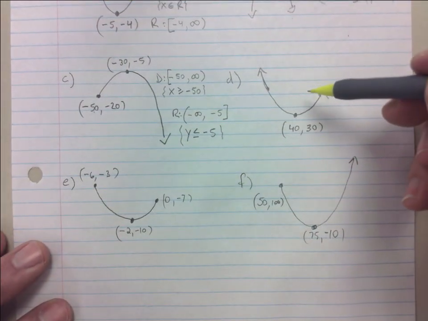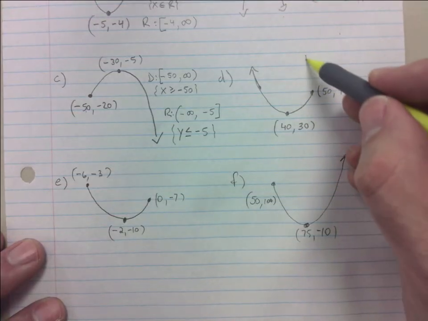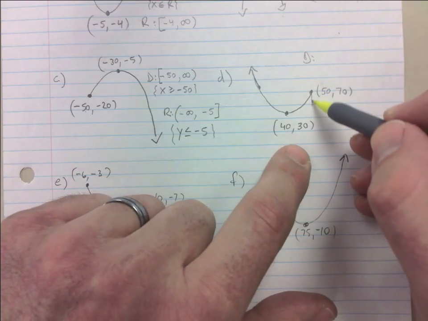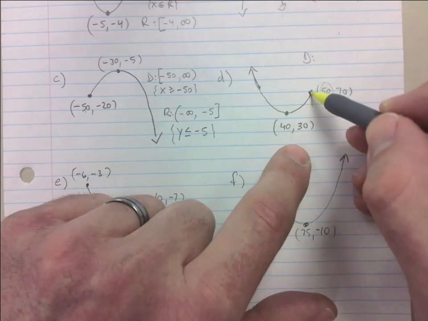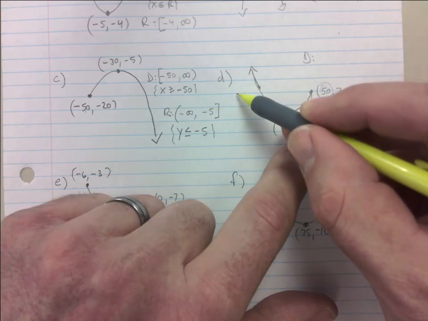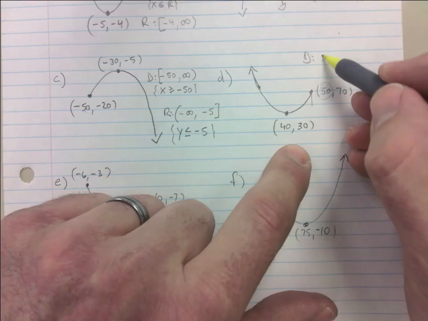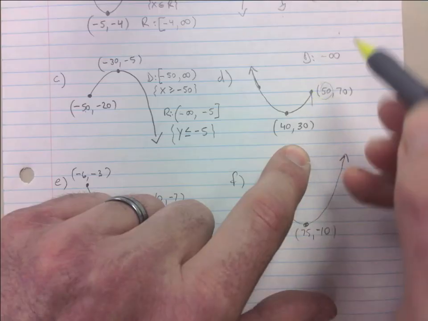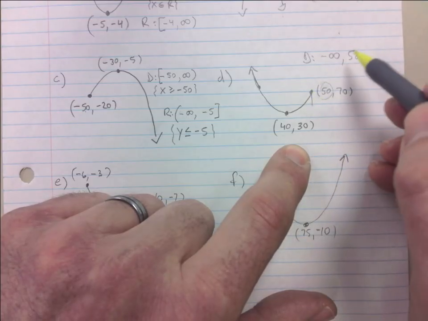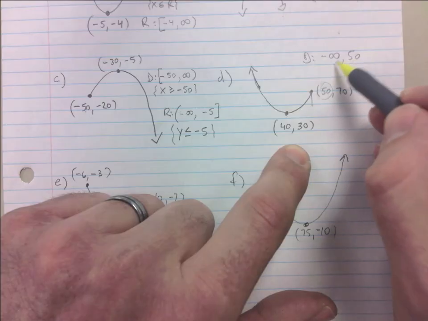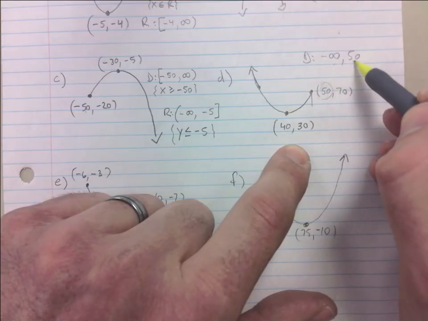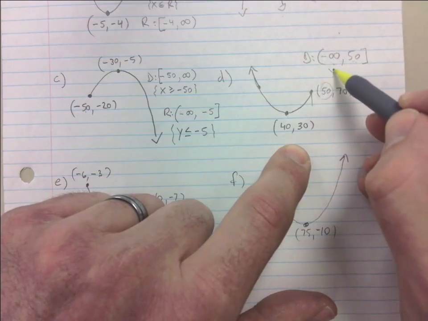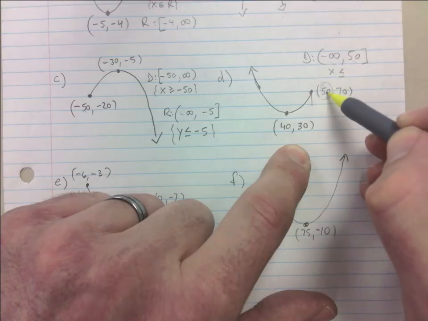This one, D. For the domain, I'm looking at the highest I ever get to is 50, right? And I'll never get to the lowest. So this would be from negative infinity, right? You're coming from negative infinity and you're stopping at 50. So it's almost like start, stop. That's another way that you can look at it. Start, stop, right? Where does it start? Where does it stop? So like that, or x would have to be less than or equal to 50.